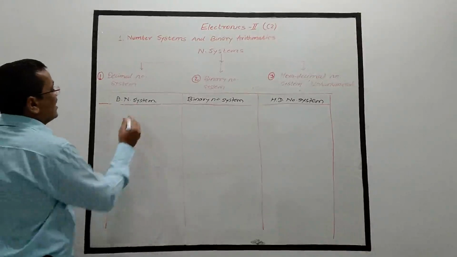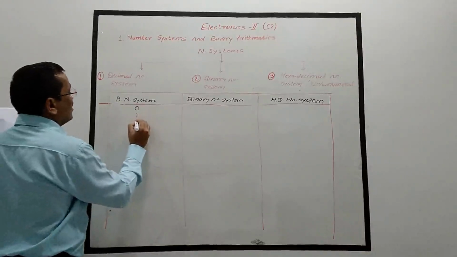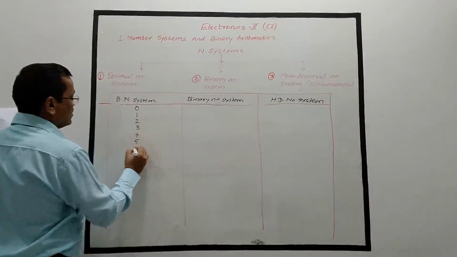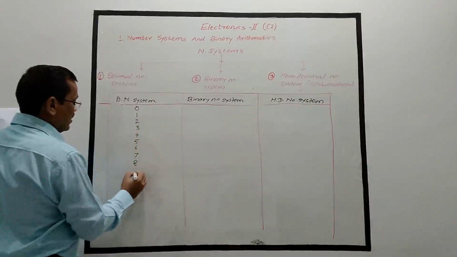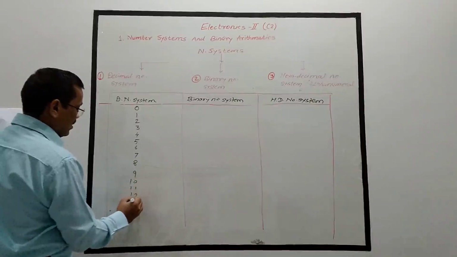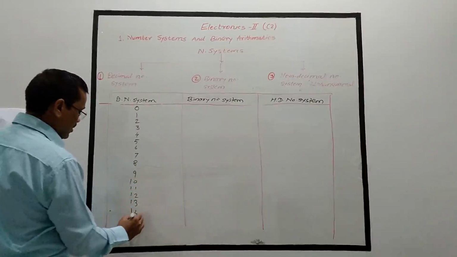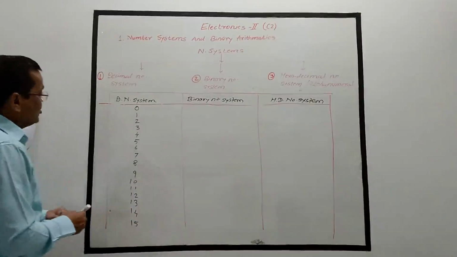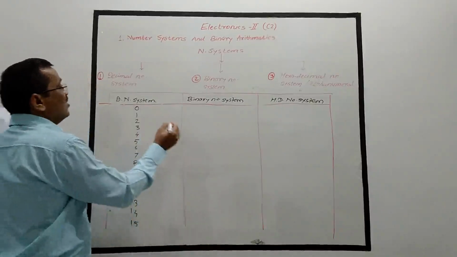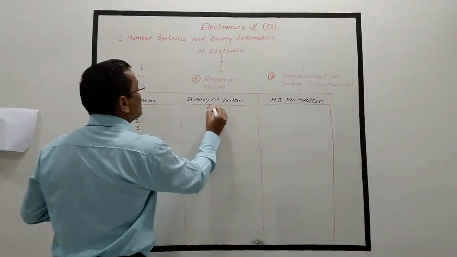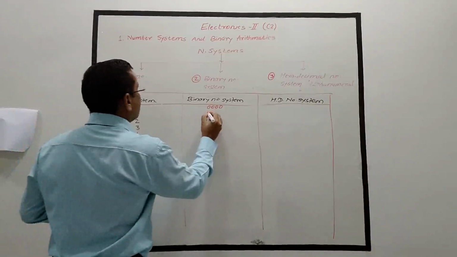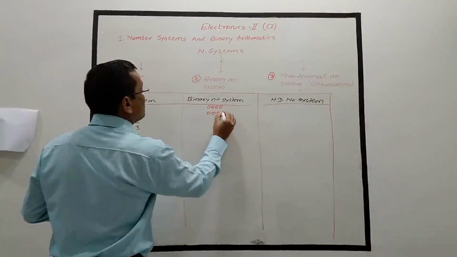The decimal numbers are starting from 0, 1, 2, 3, 4, 5, 6, 7, 8, 9, 10, 11, 12, 13, 14 and 15. So these are the decimal numbers. Now what is the binary equivalent of these decimal numbers? So it is 0, 0, 0, 0. 0 means 0. Here 1 means 0, 0, 0, 1.